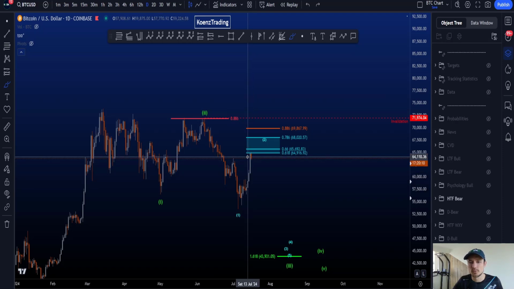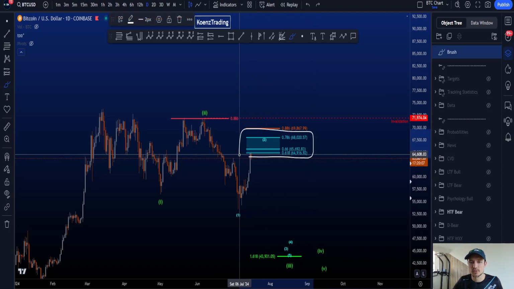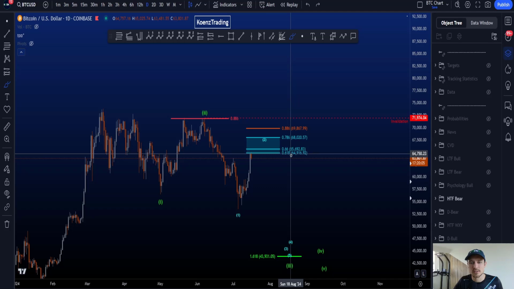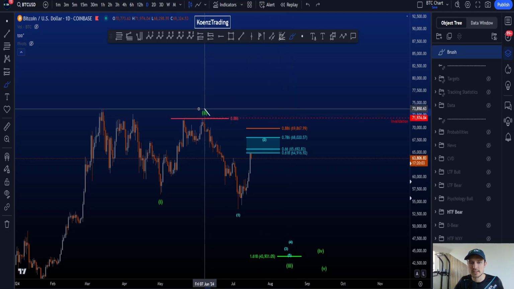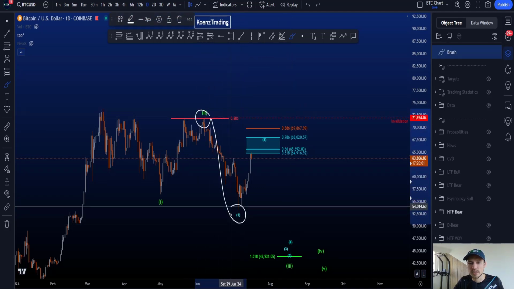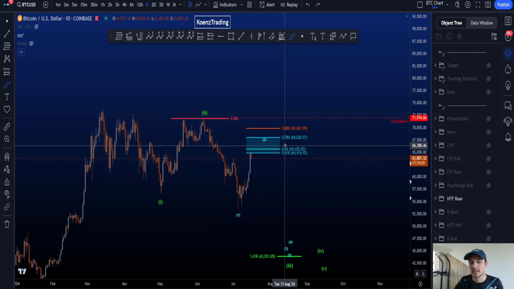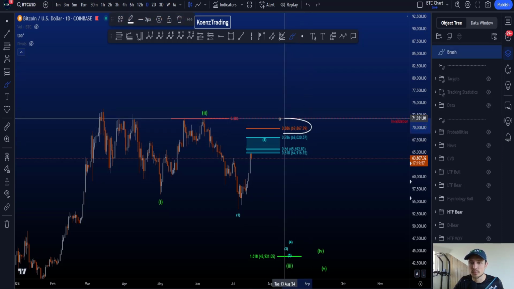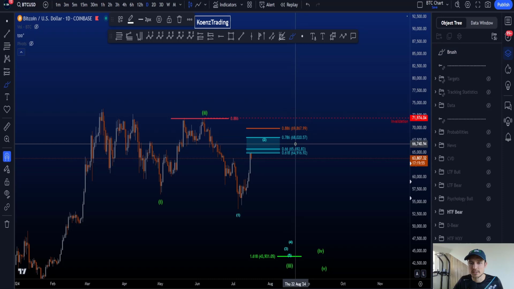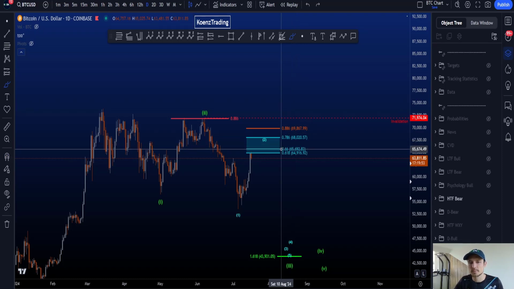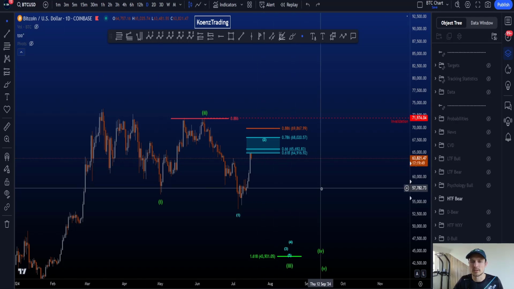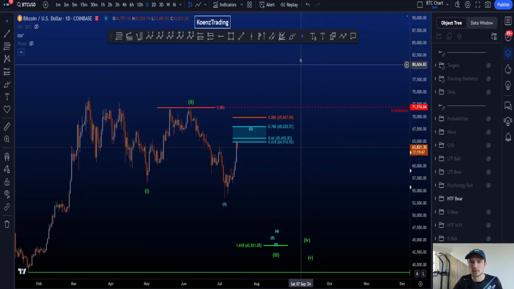Common target for your blue wave 2 is the golden pocket to the 786, 64.9K to 68K, fibs taken from the start to the end of wave 1. And the 886 again is a very rare target for a wave 2 at 69.8K. So if price would move to the upside, hit 69.8K, it will even more reduce the probabilities for this scenario.